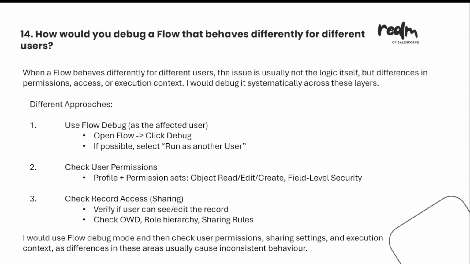Then we can check the record-level access, like verifying whether the user can see or edit the record or not. We can check OWD settings, role hierarchy and sharing rules to see if the user has access to that record. So in an interview you can answer like this: I would use flow debug mode and then check user permissions, sharing settings and execution context, as differences in these areas usually cause inconsistent behavior.